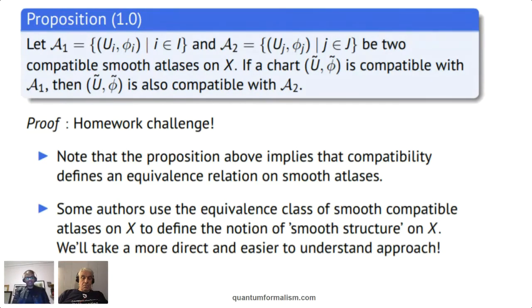In fact, that's one of the reasons I'm commenting here: some books use this equivalence class of compatibility to define the notion of a smooth structure. But we won't do that, because I think it's a little bit confusing to do it that way. We will take the other approach, which is to use the notion of a maximal atlas in order to define the smooth structure. But some books, especially classical ones, do it the other way.